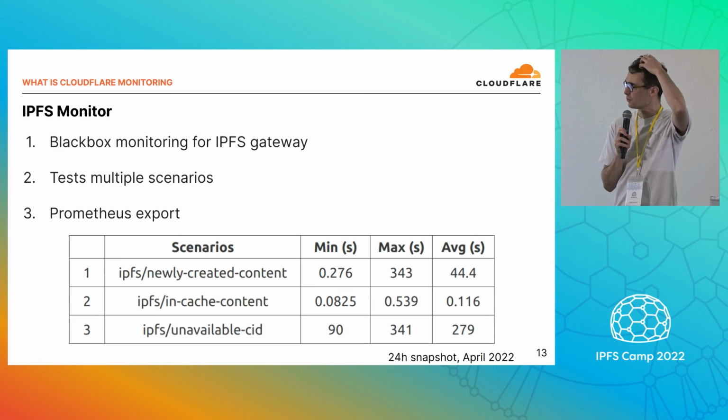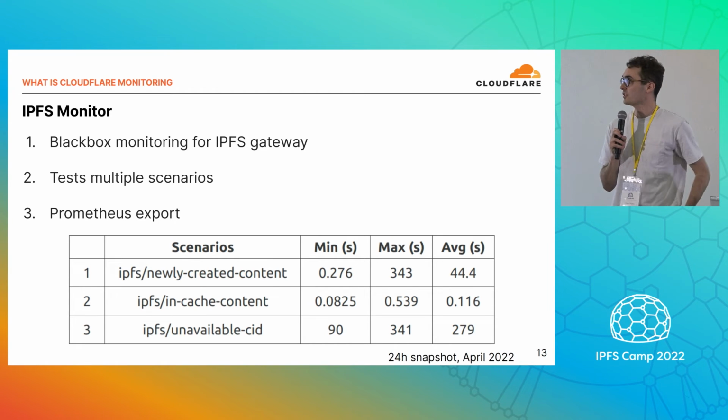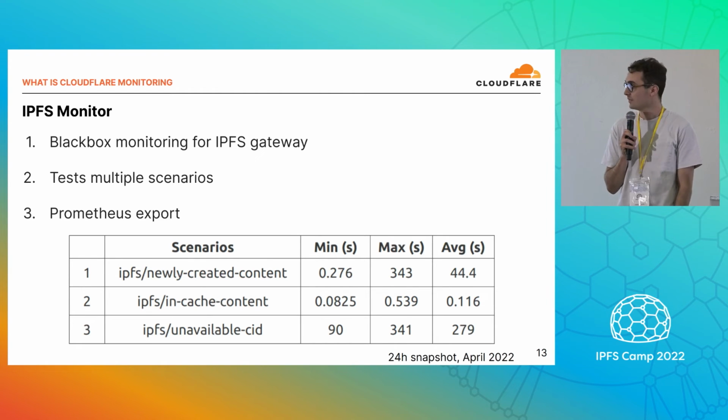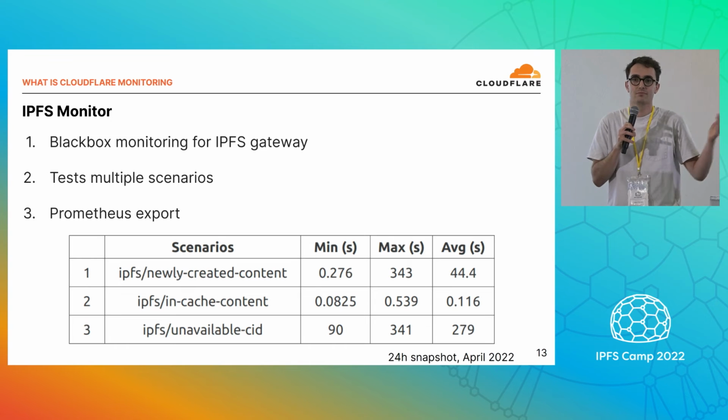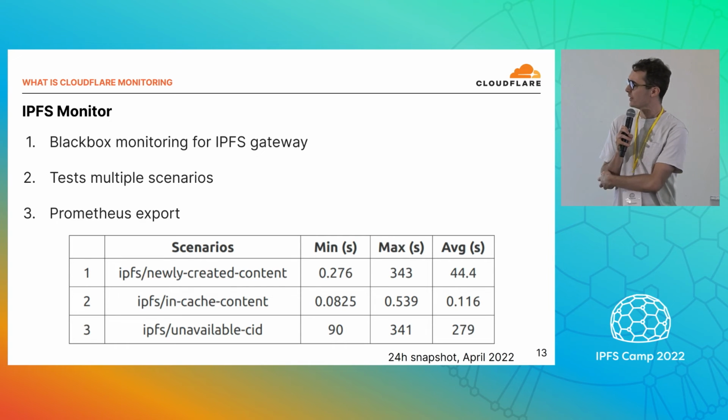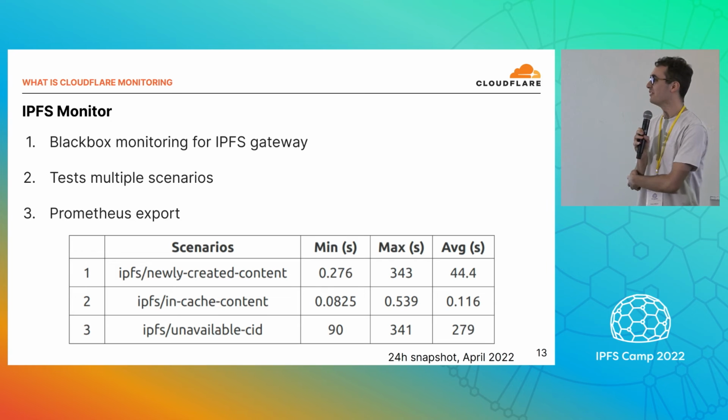Finally, something we open sourced earlier this year is the IPFS monitor. It's a black box monitoring tool for the IPFS gateway. It can test multiple scenarios, like updates of the DNS link, caches, and new content created on various spinning services. It also provides Prometheus exports so that we can have alerts when something is going bad. This is the data result that we had earlier this year, I think in March, where you can see that for newly created content, sometimes it's fast, like 200 milliseconds, and I would not say it's very fast, it's okay. But most of the time, it will be very slow.